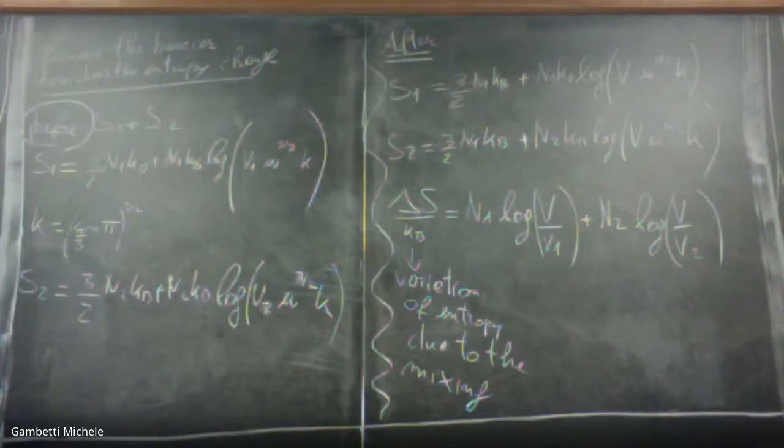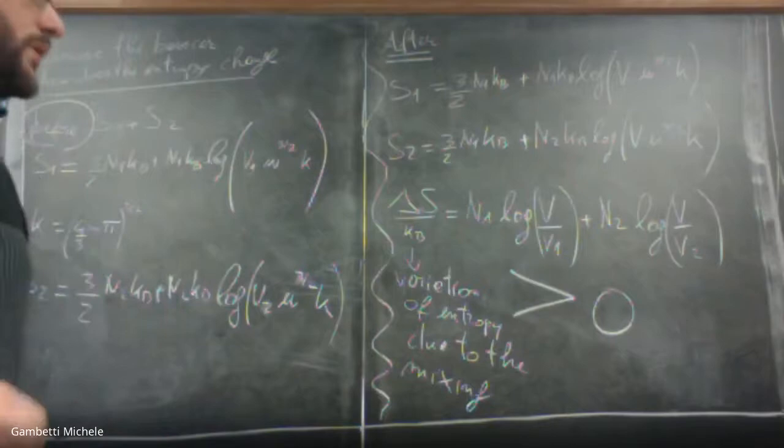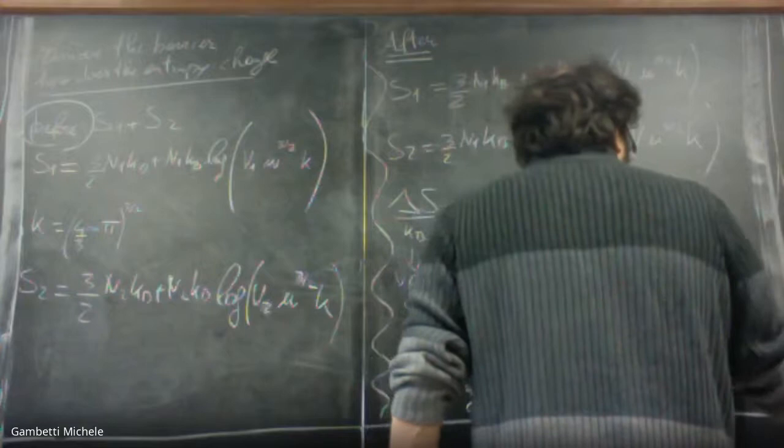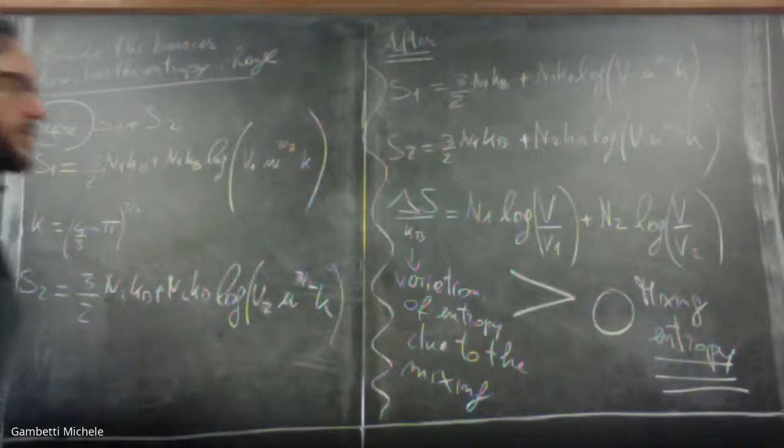And now, of course, this is larger than zero because V is larger than V1 and V is also larger than V2. So I have an increase of the entropy, which is due to mixing, you know? This is called the mixing entropy. Okay? So that's fine, and that is actually a result which is correct.